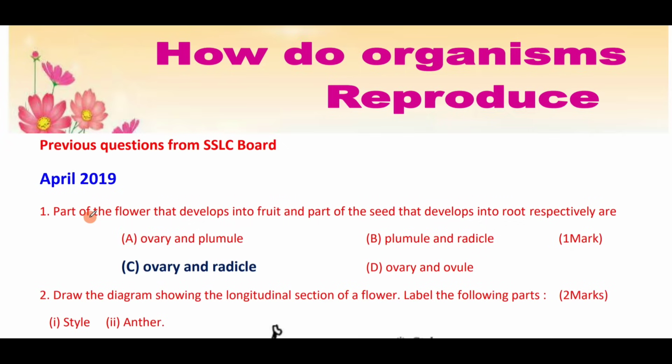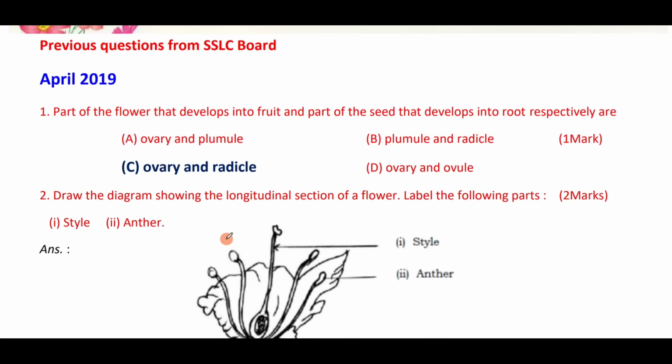Unit: How do organisms reproduce? A very conceptual chapter. That means if you understand the concepts, it is very easy to answer. I can say it is a simple chapter to score good marks. Do try to learn all these questions we are going to discuss now, and also do watch the complete video. Name the part of the flower that develops into fruit, and the part of the seed that develops into root.